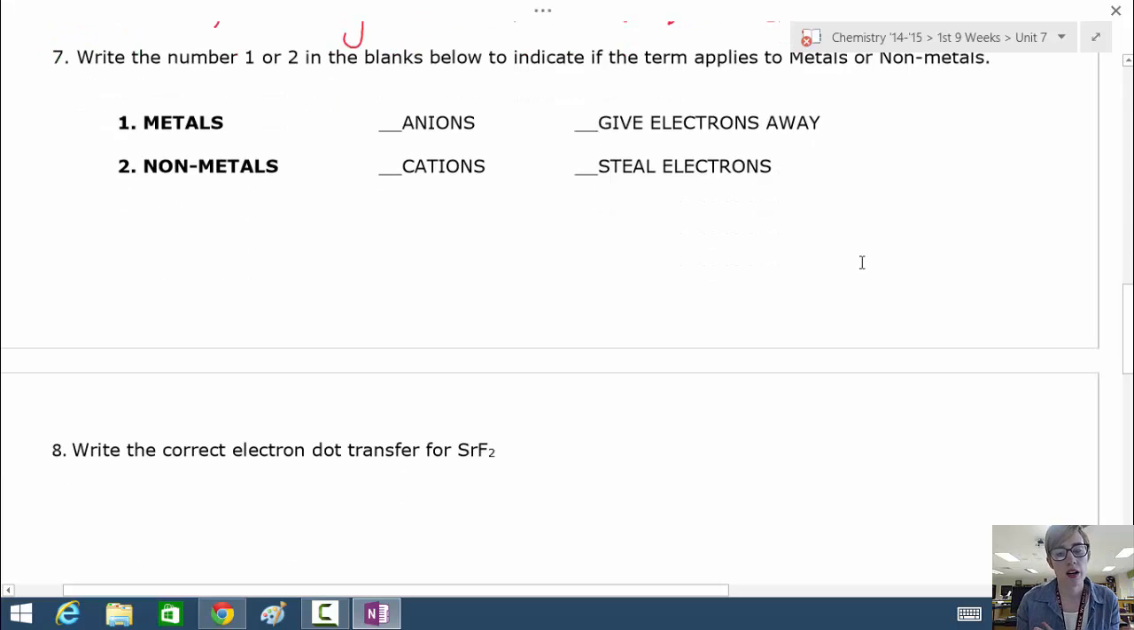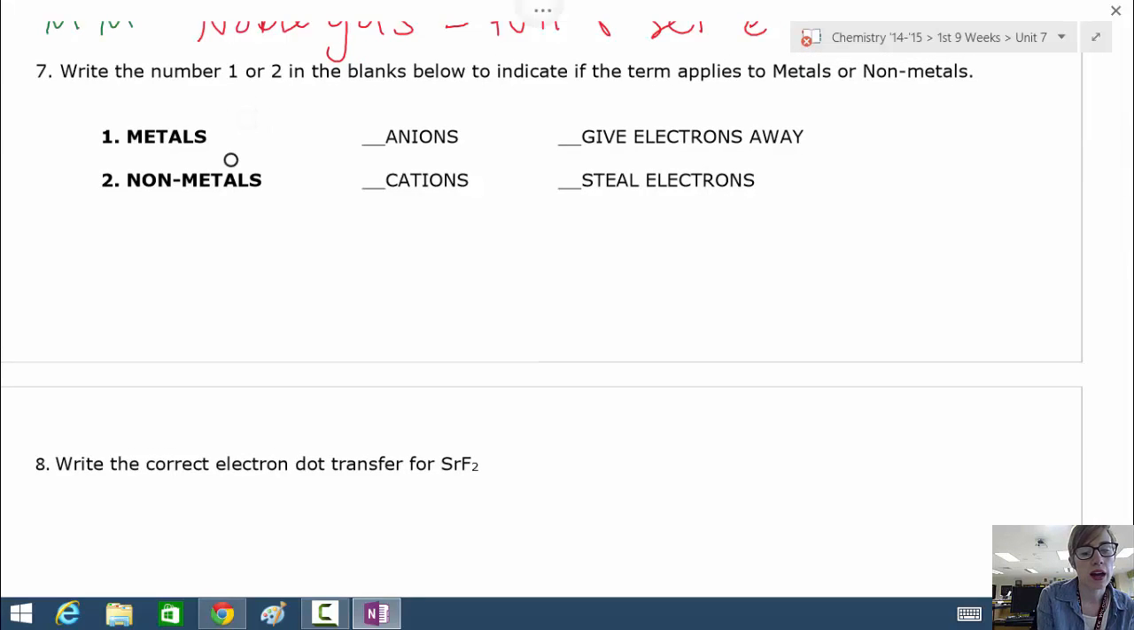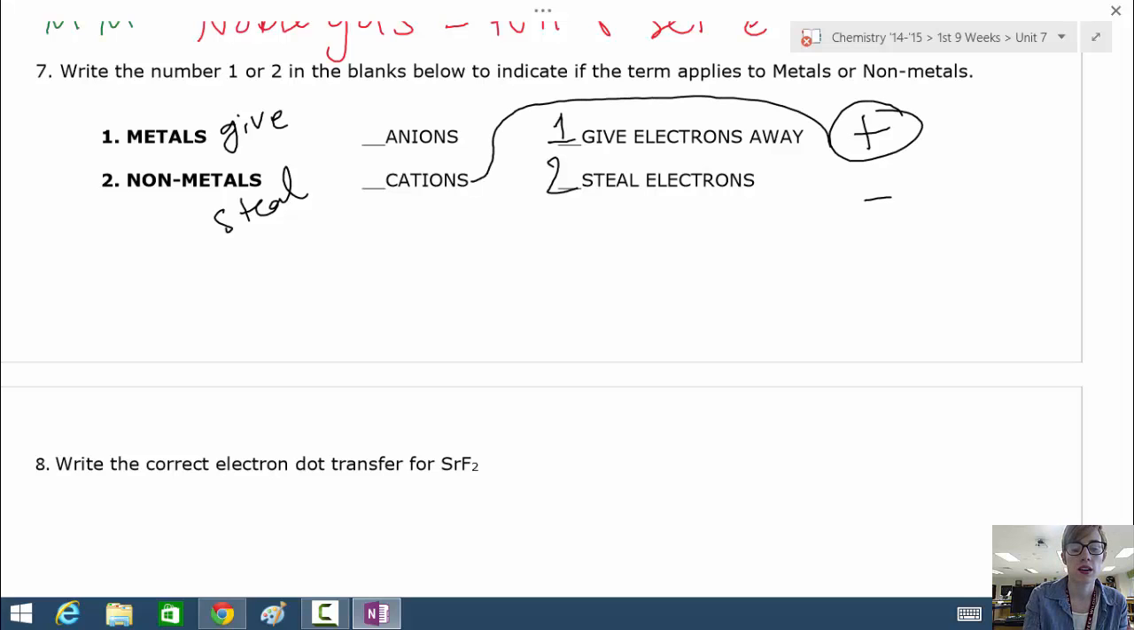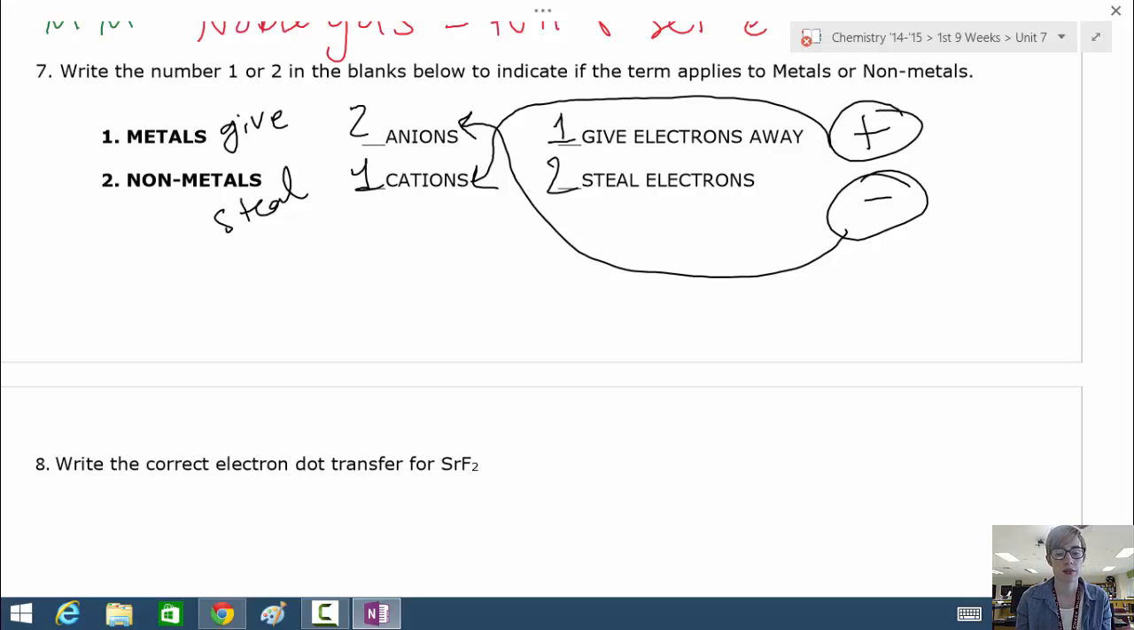Question 7 is pretty straightforward. It's asking about metals and nonmetals, and we kind of talked about this earlier. Metals, we know that they give away electrons, and nonmetals steal, right? So I'm going to put a 1 here next to give away electrons because that goes with metals, and a 2 here because nonmetals steal. When electrons are given away, what charge do metals get? Well, when you lose electrons, when you're giving something away, it's positive charge. When you're stealing, it's a negative charge. We learned that positive charges go with cations. So the metal is a cation. So I'm going to put a 1 there. The negative charge goes with anions, right? And so nonmetals are anions. So we're going to put a 2 there.